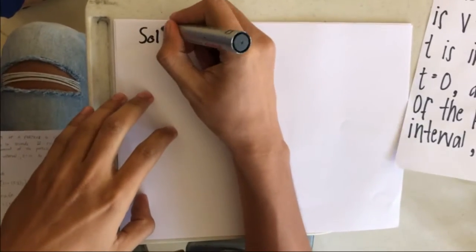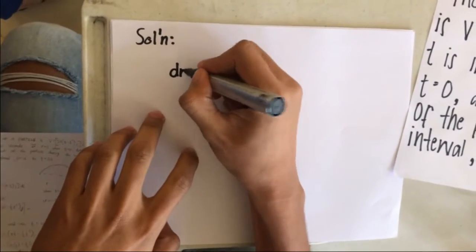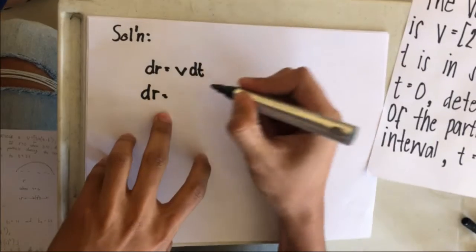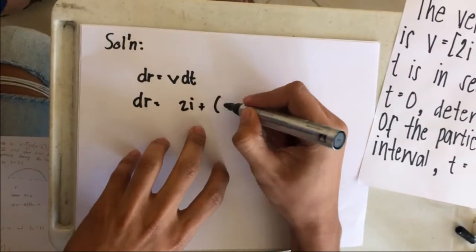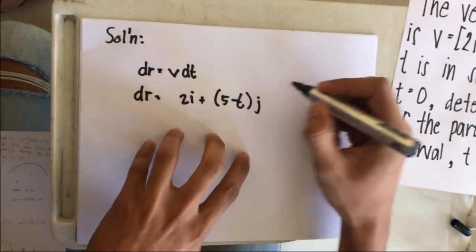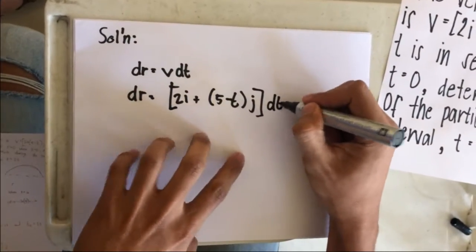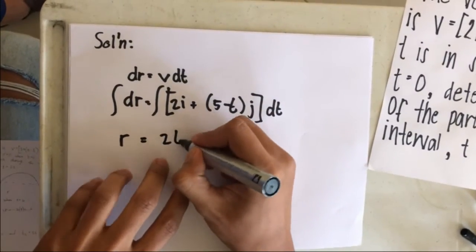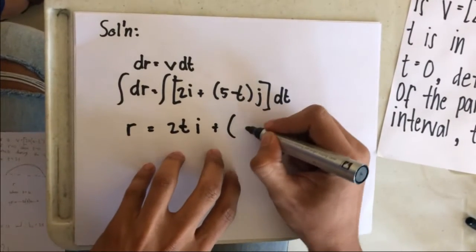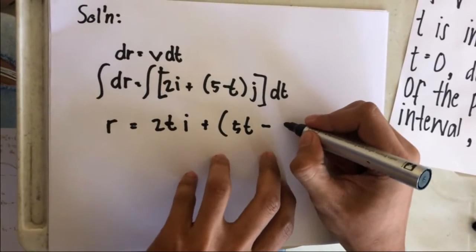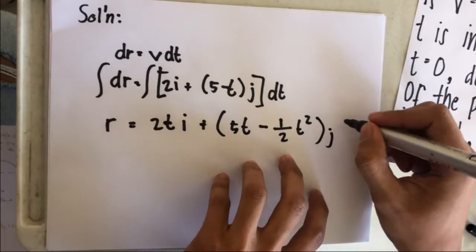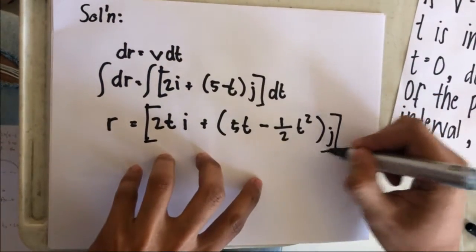So we're using the formula dr is equal to v dt. dr is equal to 2i plus (5 minus t)j dt. So let's integrate both sides. r is equal to 2t i plus (5t minus 1/2 t squared) j in terms of meters.